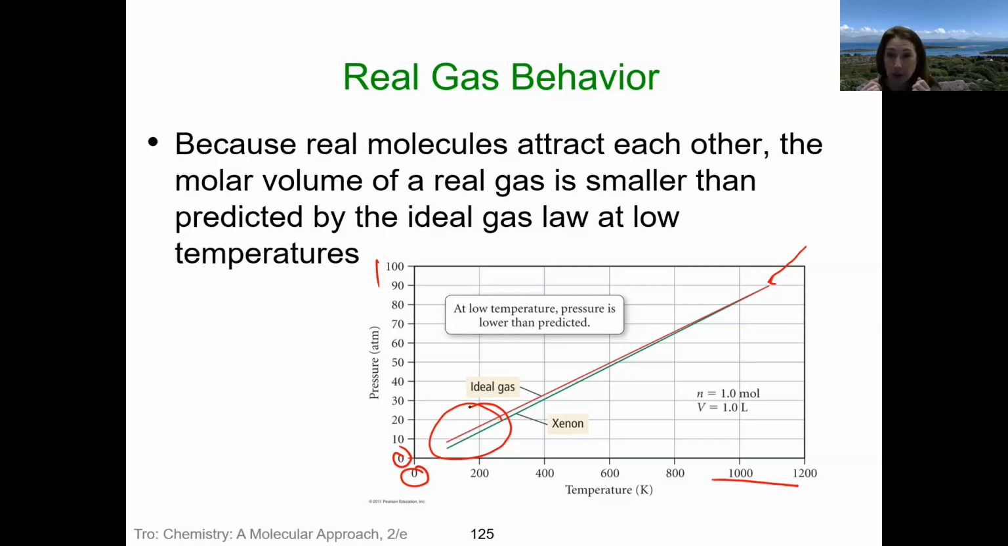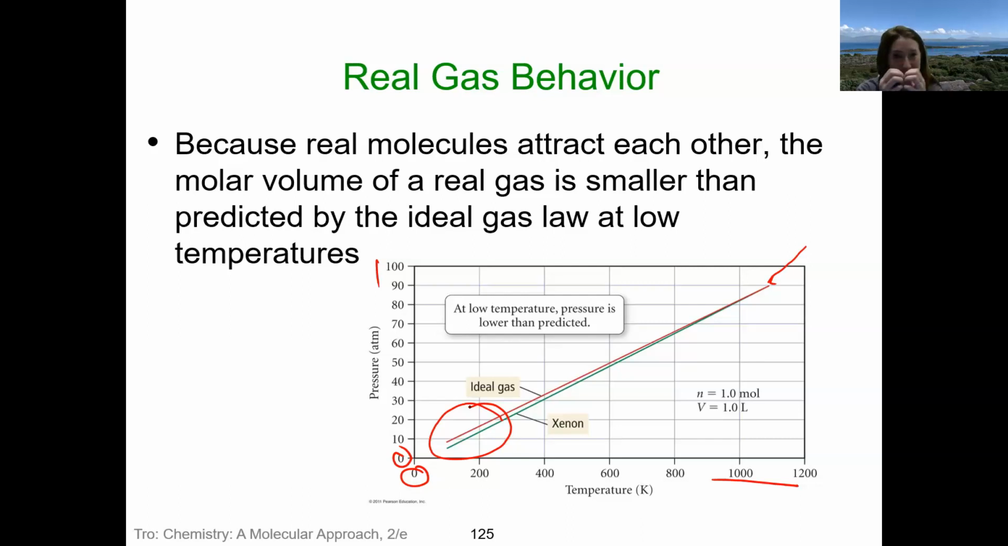So at lower temperatures, because of intermolecular forces, the collisions actually matter and decrease the pressure. It decreases the force and the number of collisions of the molecules hitting the side of the container, because instead of being perfectly elastic, they're like, oh, hi, right?